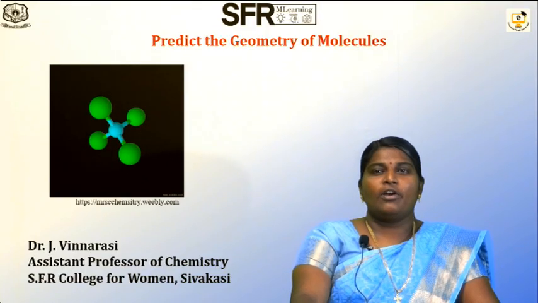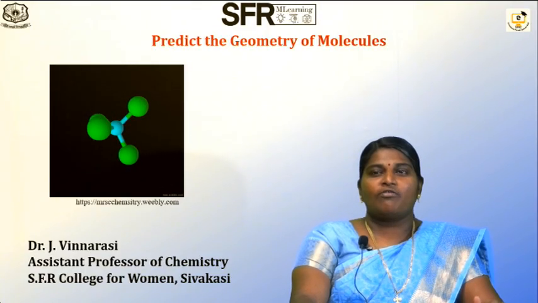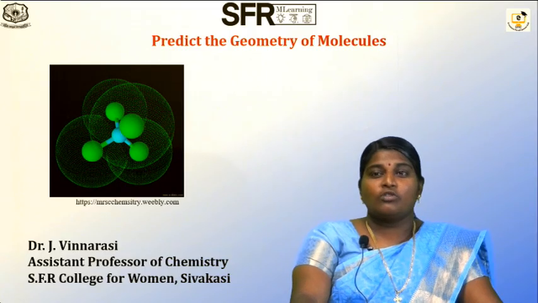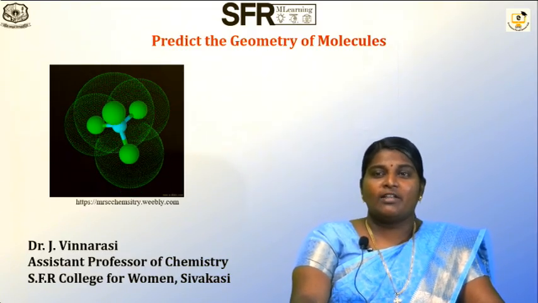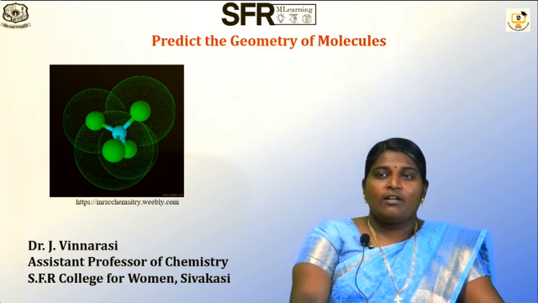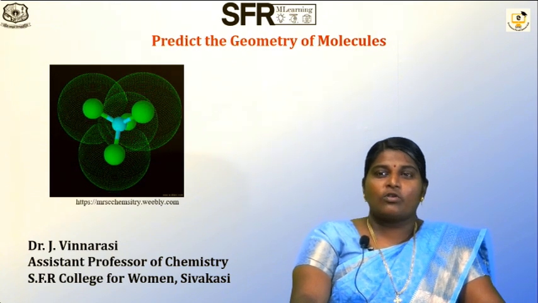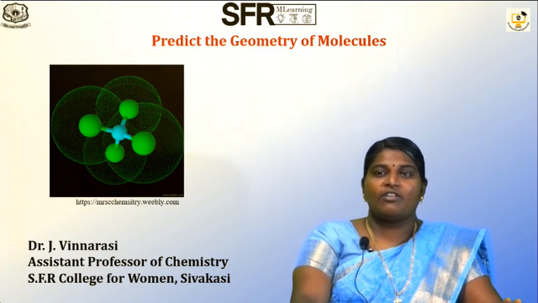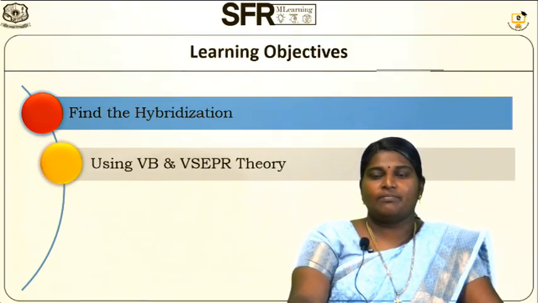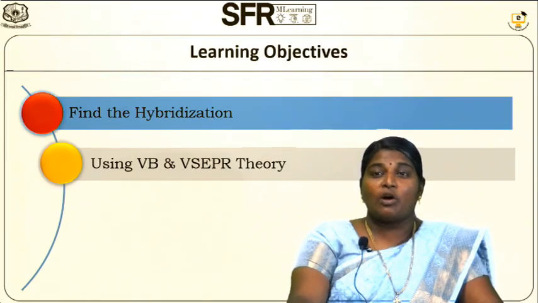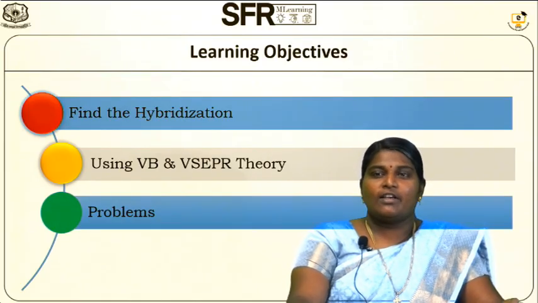Today, we are going to see how to predict the geometry of a molecule using hybridization. There are various methods available to find the hybridization, because in competitive exams, one question is asked about the geometry of the molecule. The learning objectives are to predict the hybridization. Using VB and VSEPR theory, we can predict the geometry of the molecule. Next, we will see some problems, then a summary.